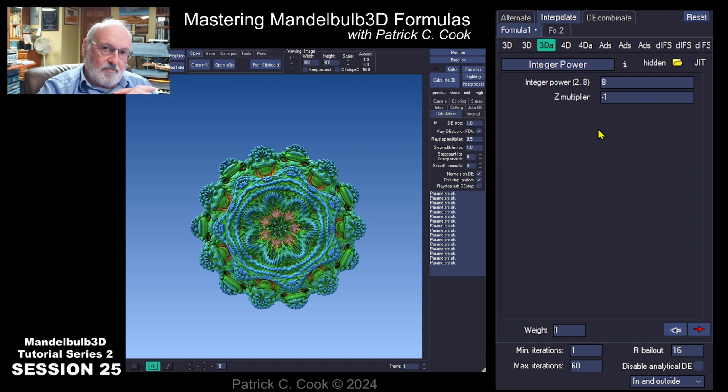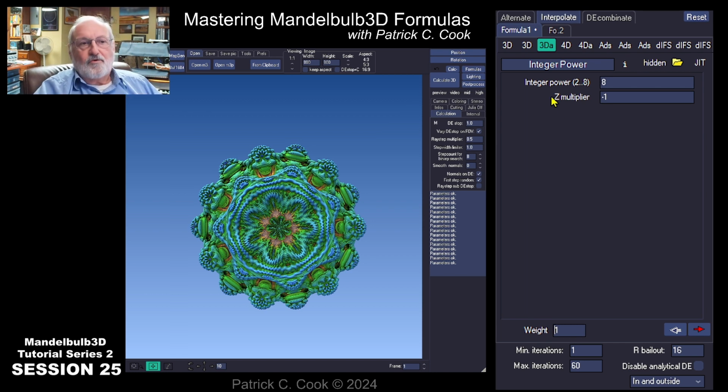Now with the interpolate mode, the object that's being created on the screen is actually a derivative of math. We don't need to talk about the math, but we just need to understand that it's not a simple layering, it's an averaging. Now here's what that means. Let's assign two formulas. In the interpolate mode, you can only assign two formulas. Keep in mind that we're not in a layering situation, so we're mixing two formulas together. And here's what goes on.